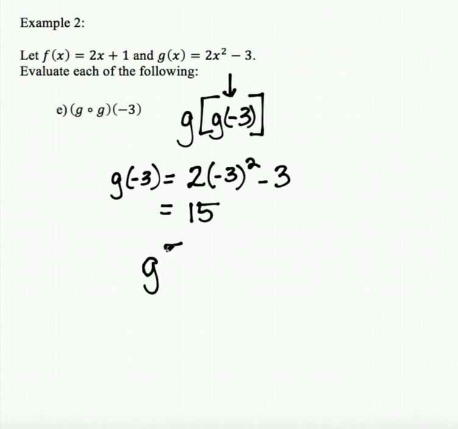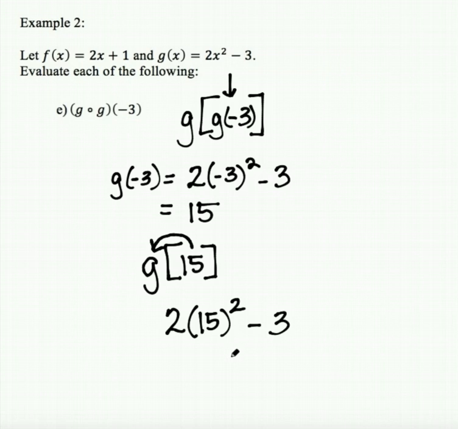Now I'm going to take that answer, which is 15, and plug it into the next function, which they're telling us to plug it into g again. So now I'm going to have 2 times 15 squared minus 3. 15 squared is 225. 225 times 2 is 450. And 450 minus 3 is 447. So g of negative 3 is equal to 447.